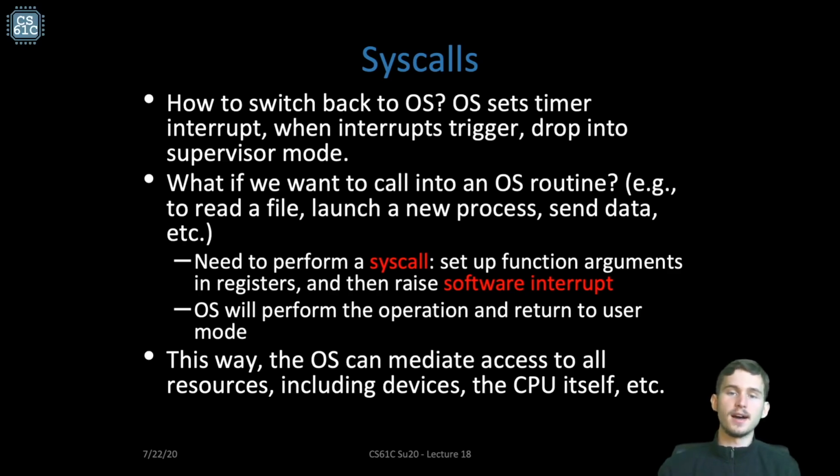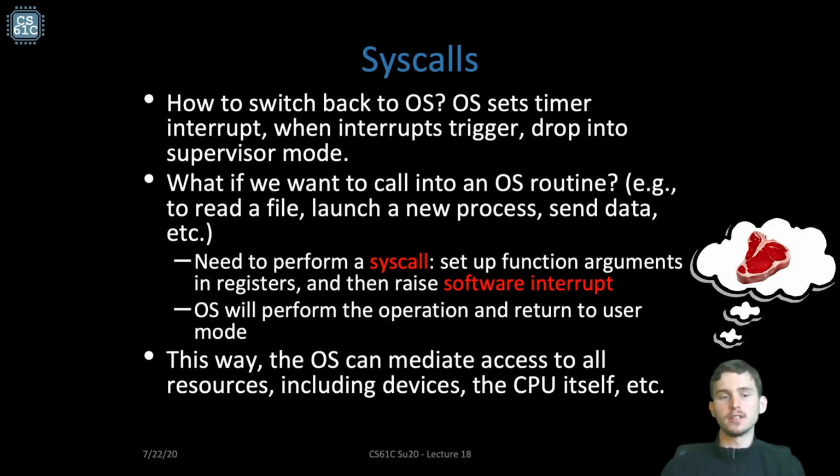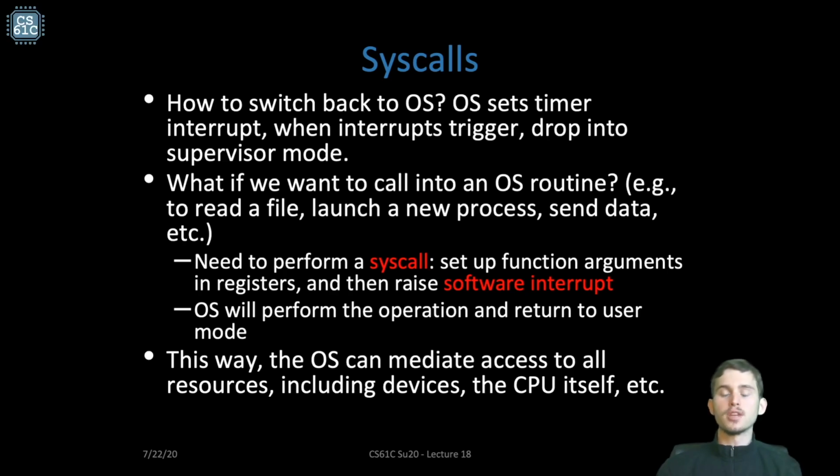For example, say I have a verification that a user has access to it. If the user is able to directly jump, they can jump past my verification check and jump straight into the meat of the code. So the operating system will perform the operation that the syscall requested and return back to user mode. This is the way the operating system can actually mediate access to all resources, including devices like the CPU itself, and other devices like hard drives and those types of things.